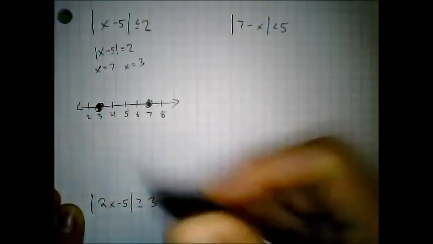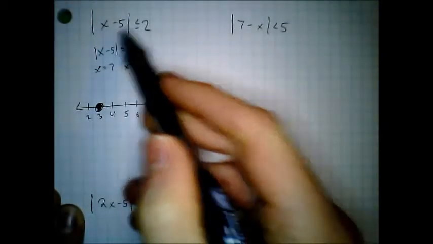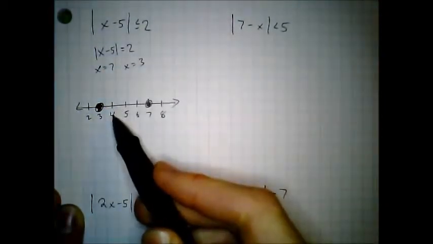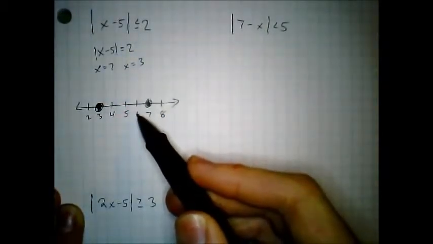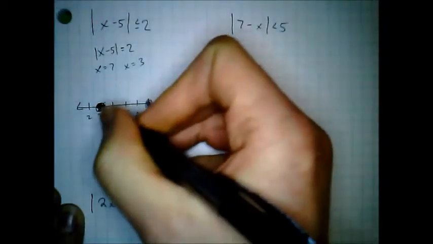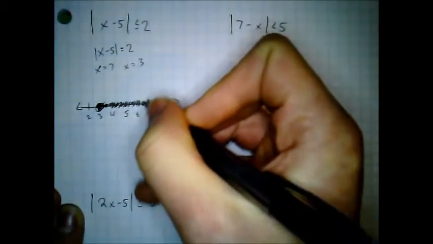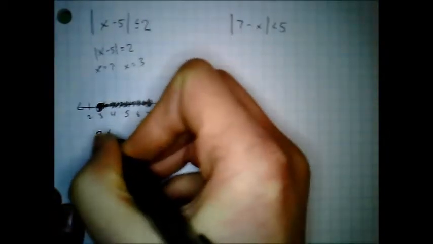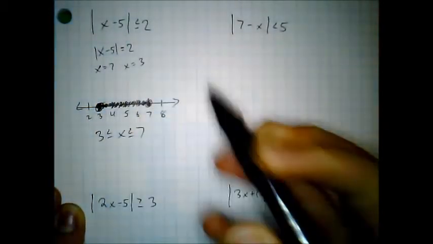Okay, my educated guess is that it's going to be in between. 5 minus 5 is 0. Absolute value is 0. That's less than 2. 4 minus 5 is negative 1. Absolute value is positive 1. That's less than 2. 6 minus 5 is 1. Absolute value stays 1. That's less than 2. I made a good guess. Again, you don't have to test all the points, but it's good to do so. So when x is between 3 and 7, the absolute value of x minus 5 is going to be less than 2.